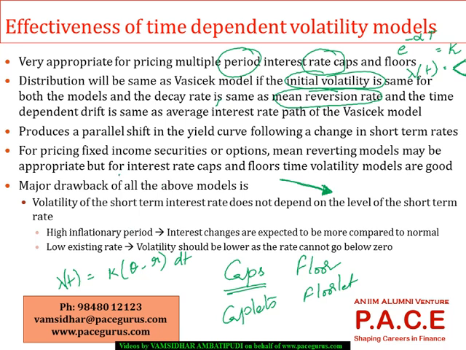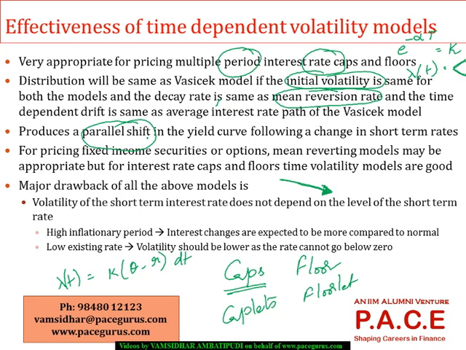And because here there is no mean reverting nature, what we would see is this model produces a parallel shift itself with the change in the yield curve, with the change in the short term interest rate. Whereas when we were talking about the Vasicek model, it was producing a non-parallel shift because for different interest rates, over different periods of time, it is fluctuating in a different manner. So shift wise, this model can produce a parallel shift, whereas Vasicek can produce a non-parallel shift.